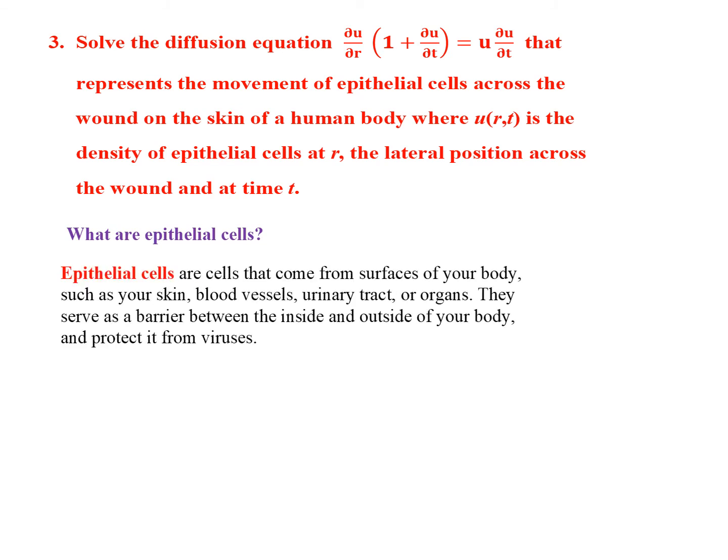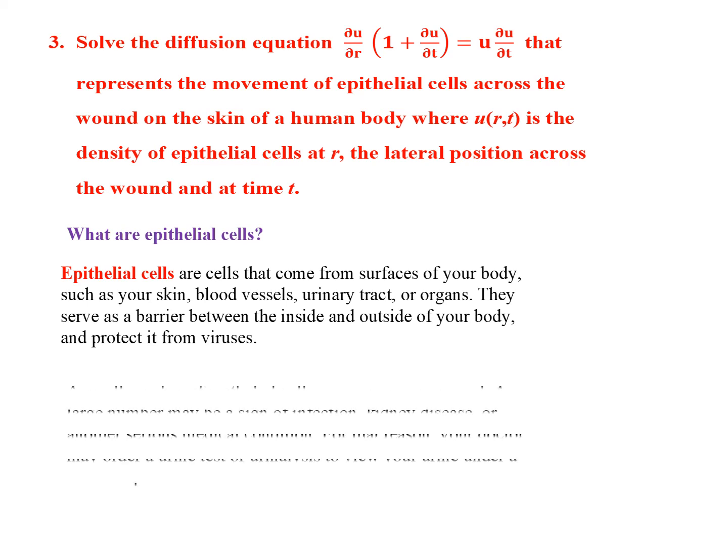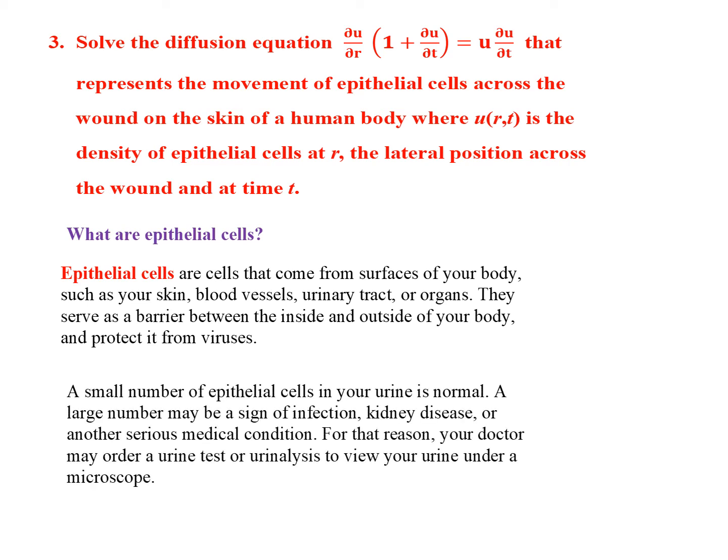These are the cells that come from the surface of your body, especially from skin, and they serve as a barrier between the inside and outside of our body and protect from viruses, which is very essential these days. And of course, the number of epithelial cells should be only up to a certain limit, and if it exceeds that limit, it may result in urinary infection, etc.